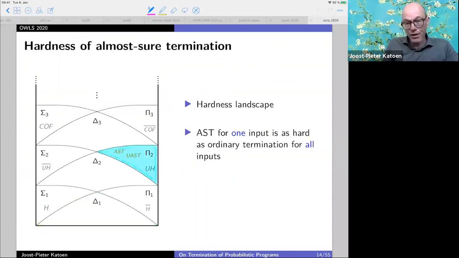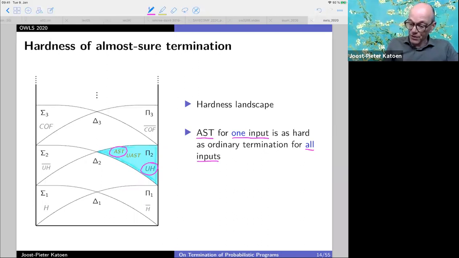Good. So the first issue I would like to draw attention to is the problem that we consider, almost sure termination for one input. So a probabilistic program, you give it one input and you'd like to know, does it terminate with probability 1? It turns out that this problem is as hard as ordinary termination for all inputs. So this problem is equally hard as the universal halting problem, the problem for an ordinary program to check whether it terminates for all possible inputs.